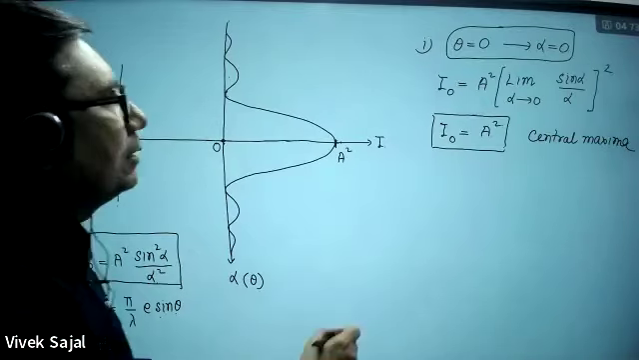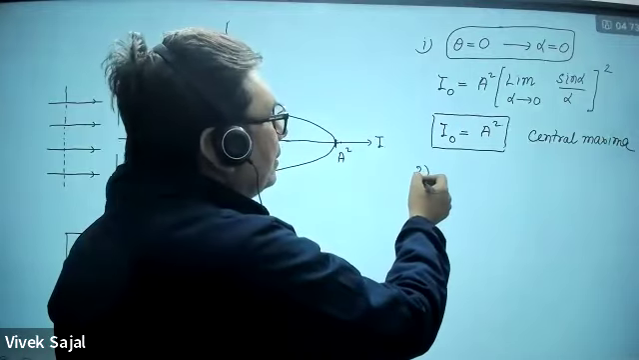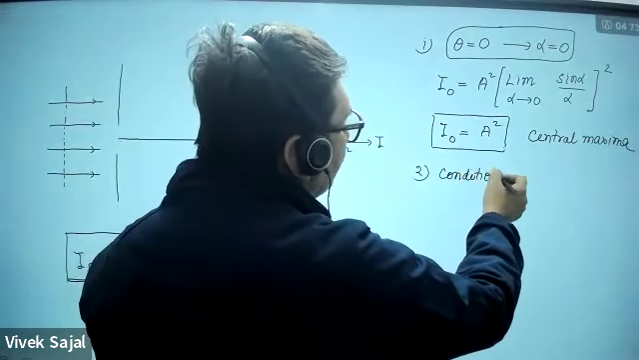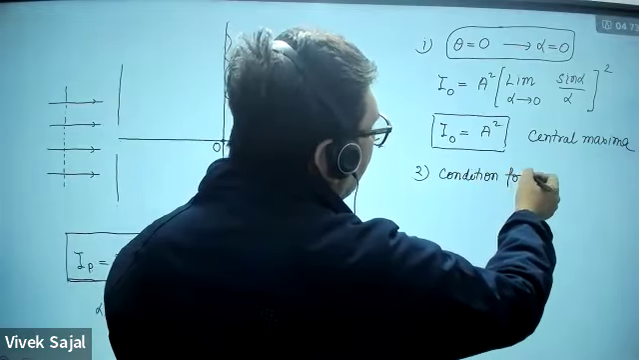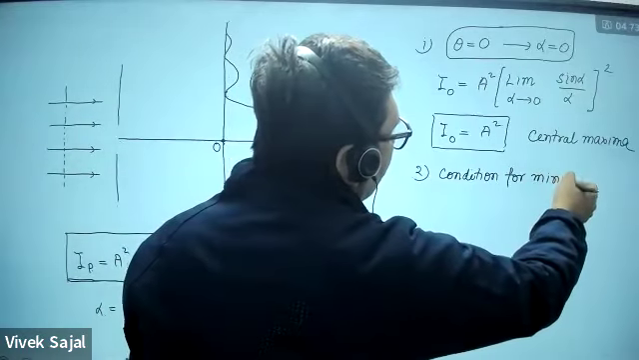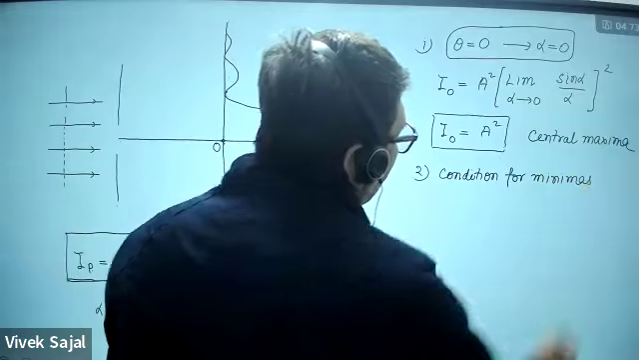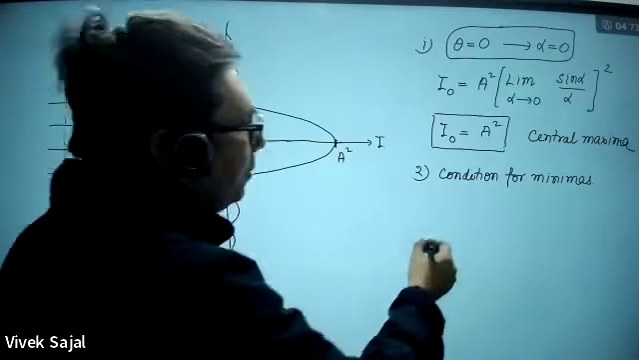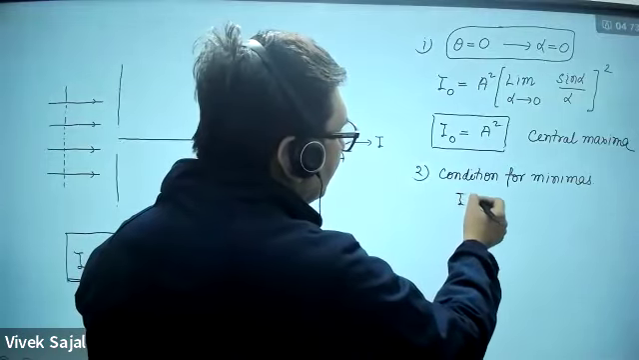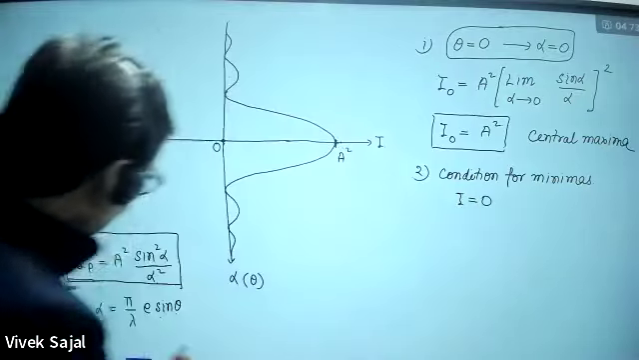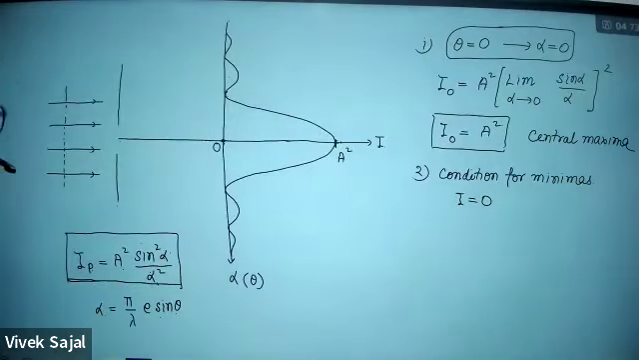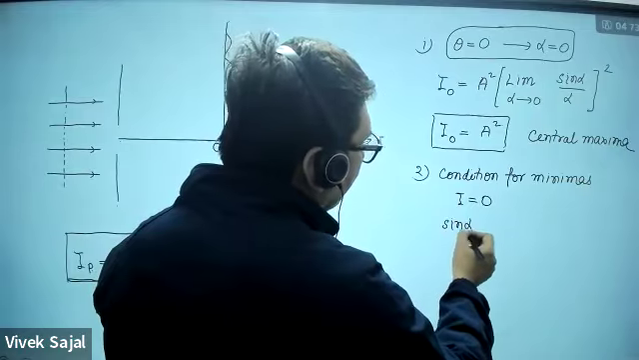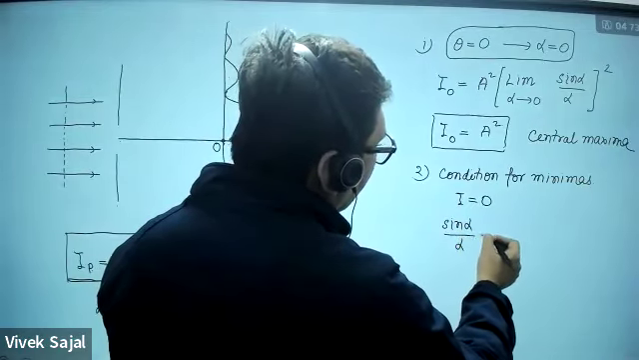Second, you want to find out the positions or condition for minimas. What will happen at minima? At minima, I will be 0. Intensity will be 0. Okay, what is I? I is this A square sine square alpha upon alpha square. So from here I can write if I is 0, then sine alpha upon alpha equal to 0.